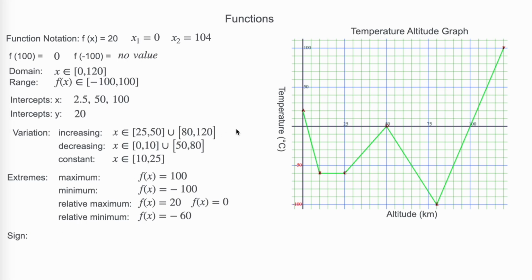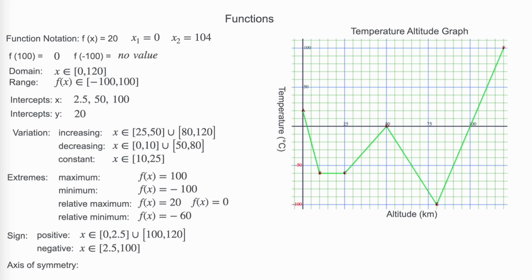The signs. When is it positive? Well, the graph is positive from here to here. When x is a member of 0 to 2.5 and here to here, from 100 to 120. When is it negative? It's negative from 2.5 all the way up to here, but 0, remember, is both positive and negative, so we can include this all the way up to 100, from 2.5 to 100.